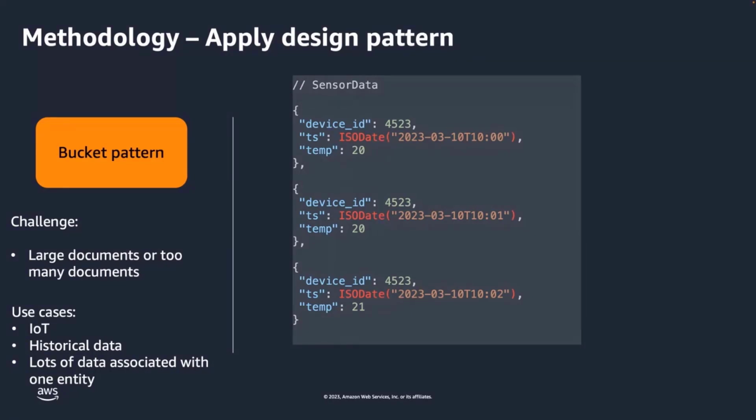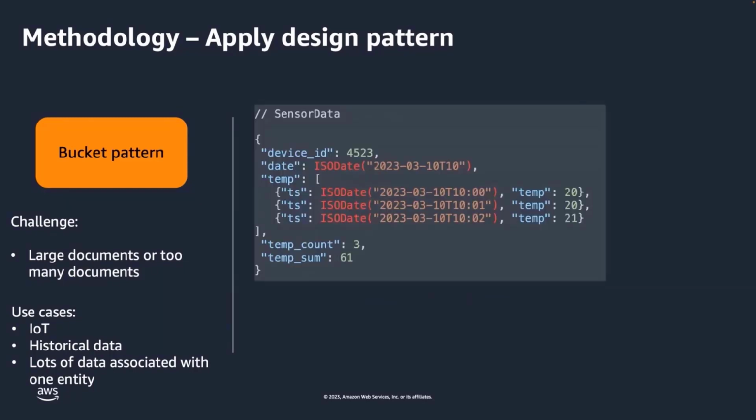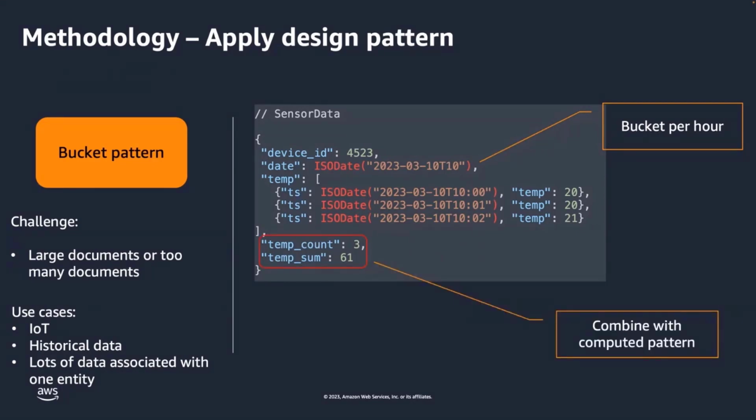You can leverage the bucket pattern and restructure the document schema in this way. For an hourly bucket, you record the hour, and in an array, you record the temperature readings. This way, instead of having 60 documents per hour per sensor ID, you'll have only one document. The index will be on the date field instead of timestamp, so the index size will potentially be 60 times smaller. Furthermore, you can combine this with the computed pattern and also store pre-aggregated data, for example, to calculate the average temperature for a bucket very easily.